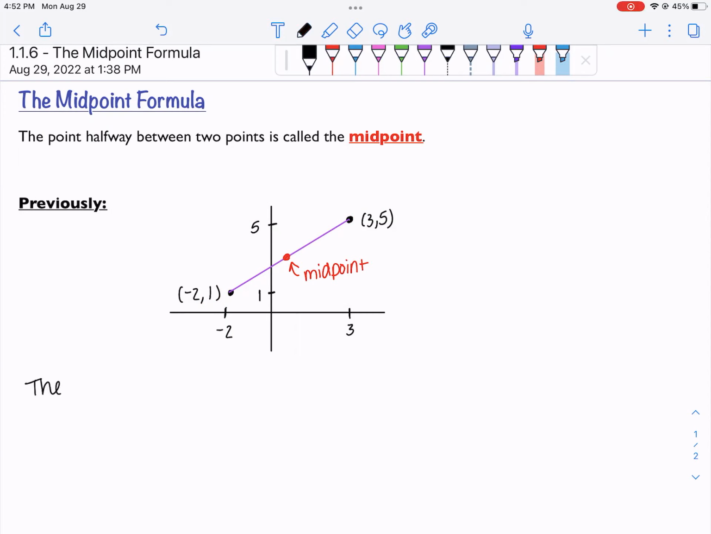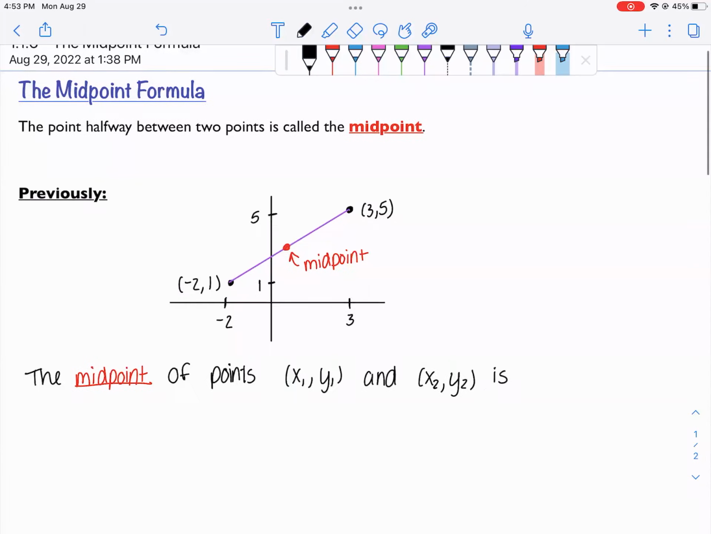So the midpoint of points x1, y1, and x2, y2 is, typically you use the letter M, and it's a coordinate point, and you take the two x values and you add them together and divide by 2, and then you take the two y values, add them together, divide by 2. It really is the average of the x values, average of the y values.